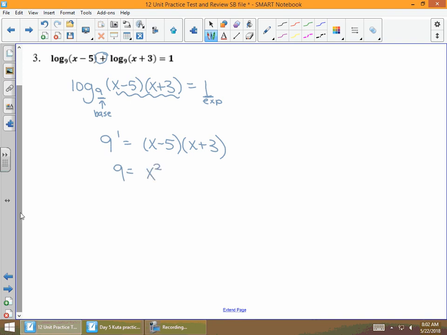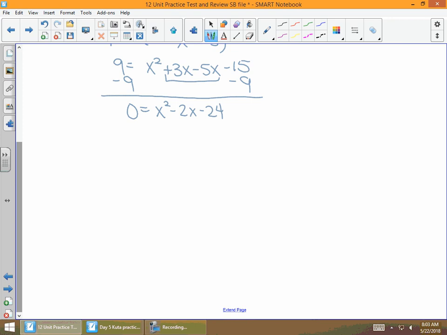So x squared is 3x minus 5x minus 15. Double check my signs there. Positive 3, negative 5, negative 15. I need everything on the same side, so I'm going to subtract my 9 over. I'm going to combine my like terms. Since we have that x squared, that's why we need everything on the same side. We're looking for factoring or quadratic formula. You can do either. Here, I'm going to factor.